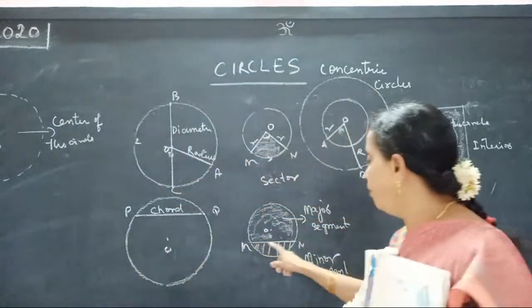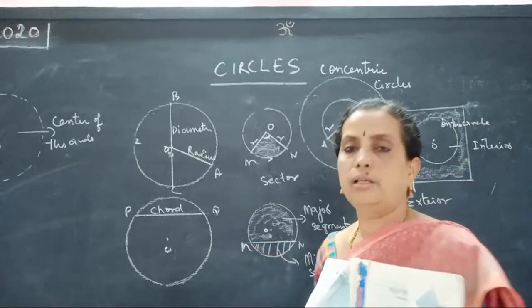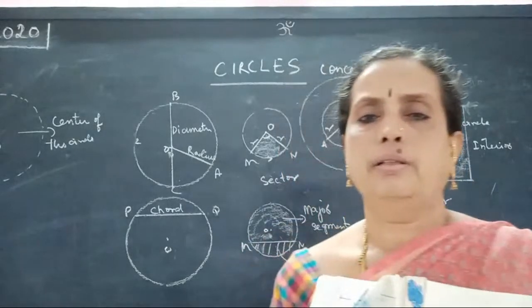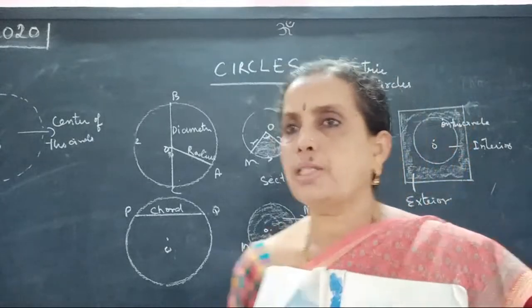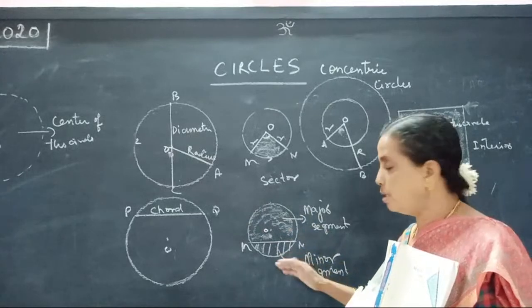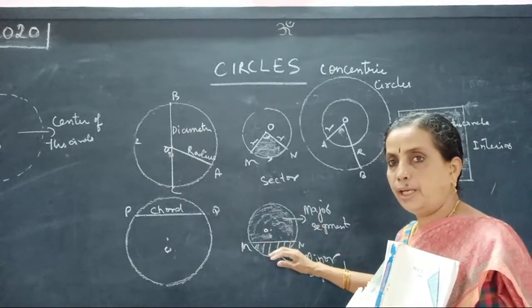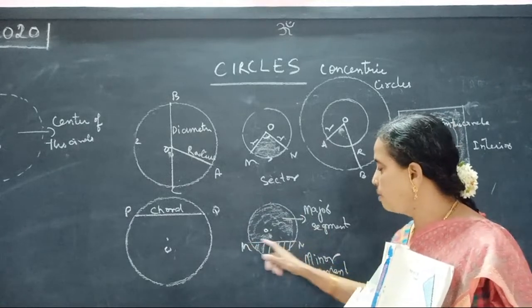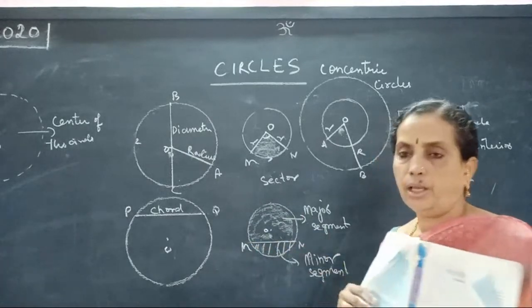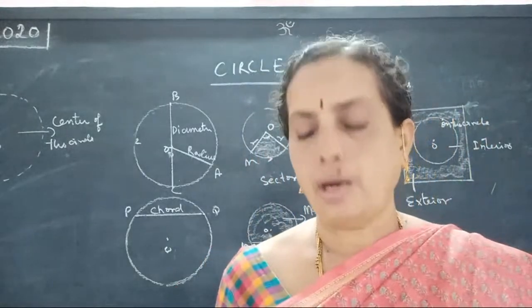A segment of a circle is a region between an arc and a chord of a circle. A chord divides the circle into two parts, minor segment and major segment. Segment means it includes the arc as well as the chord. A chord divides the circle into two parts.